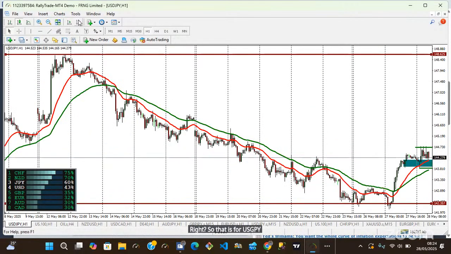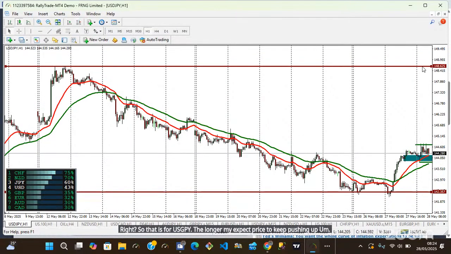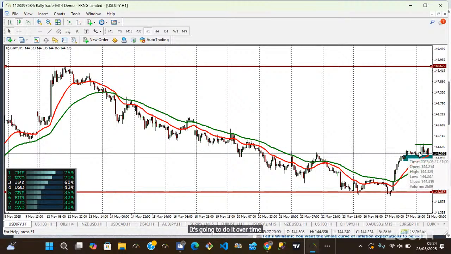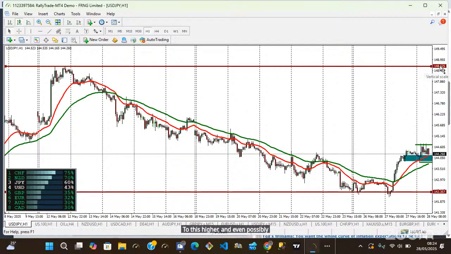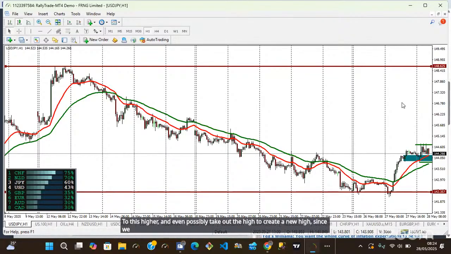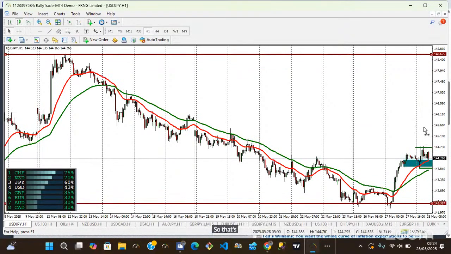In the long run, I expect price to keep pushing up and get to this high. It's not going to do it in 1 day. Might not even do it in 2. It's going to do it over time. So for the rest of this week, I expect price to keep pushing up to this high and even possibly take out the high to create a new high since we are still in an uptrend, right? So that's for USJPY. We're going to be bullish.